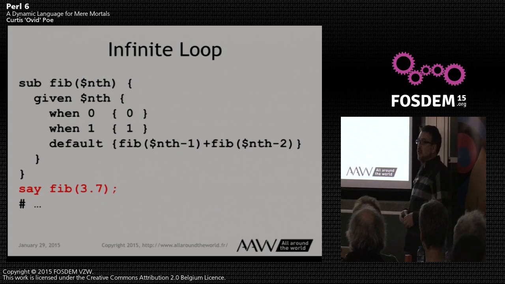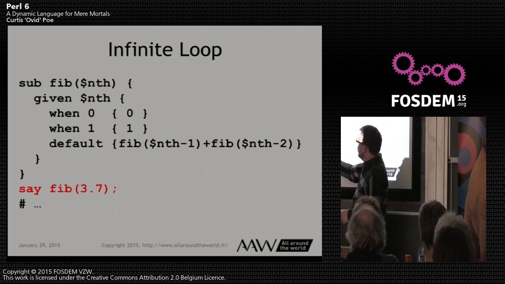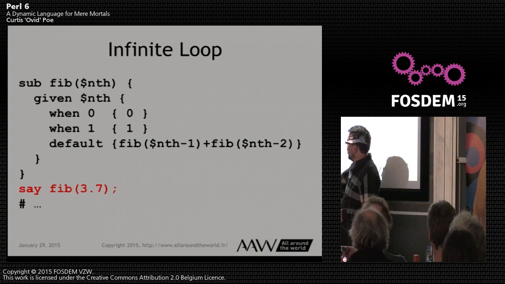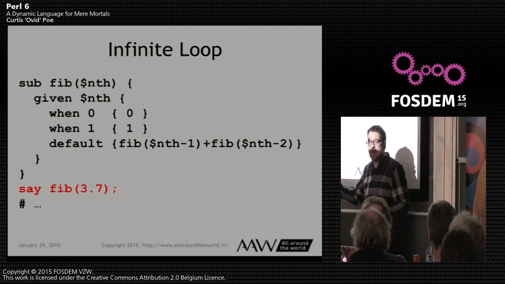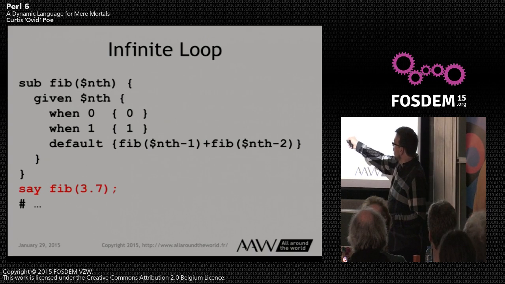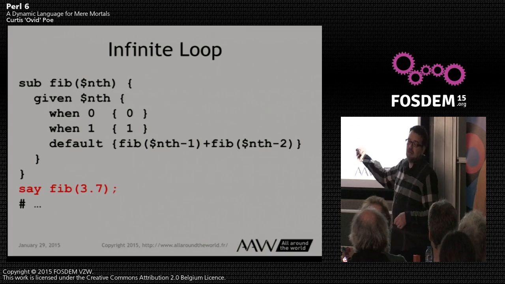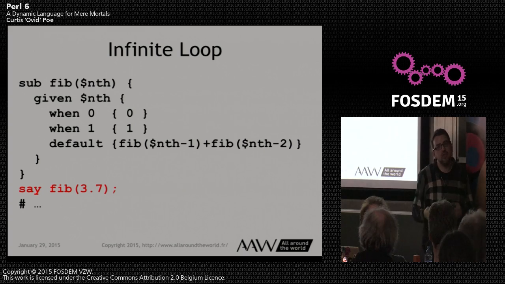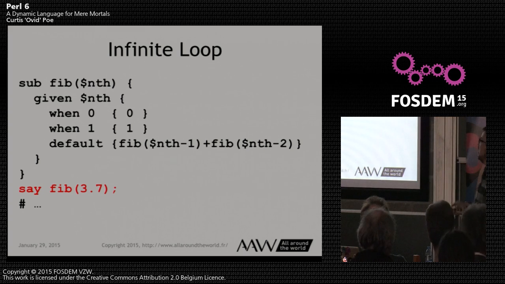But now we have an infinite loop. We remembered our base cases of when 0 and when 1. But 3.7, well, that's not going to work because nth minus 1 and nth minus 2 will never hit our base cases. That's kind of unfortunate. So we've got an infinite loop. It means we have to have an integer for nth. And how would we do this in Perl 5?